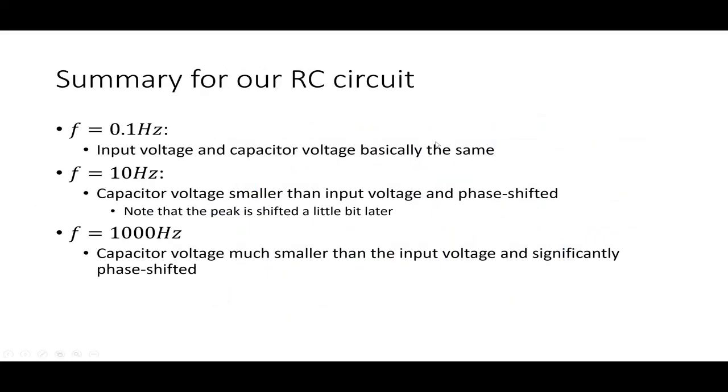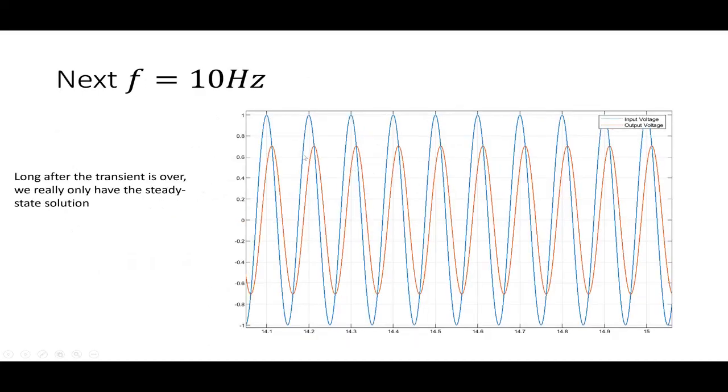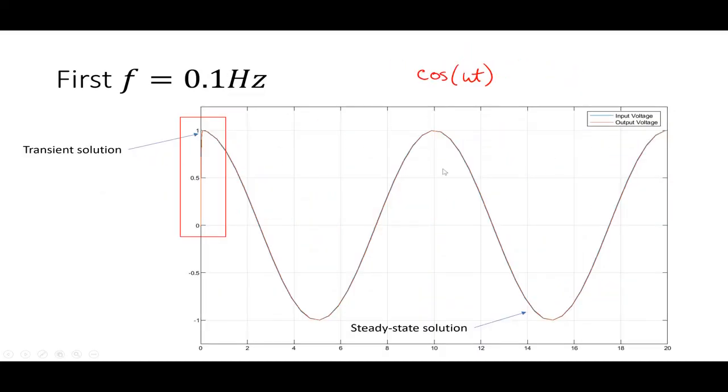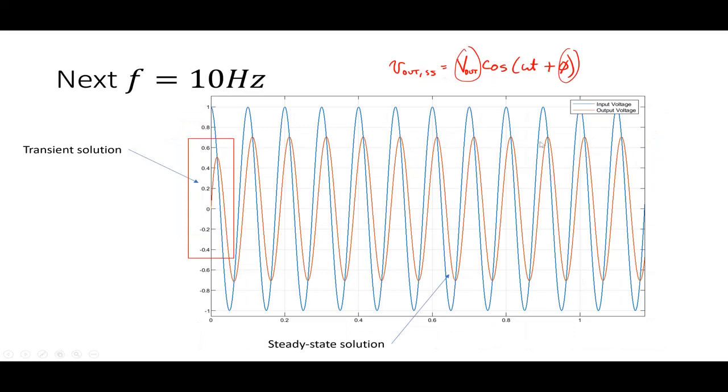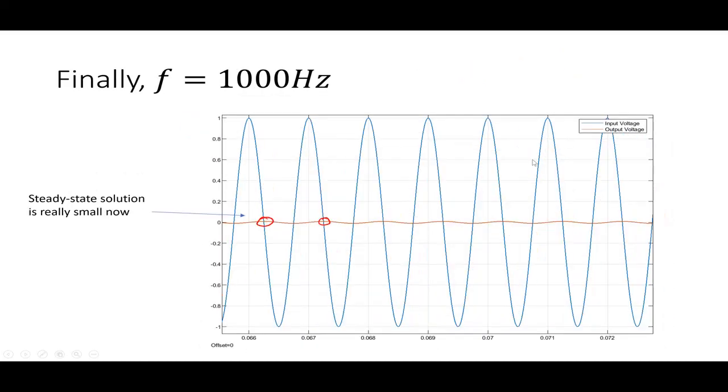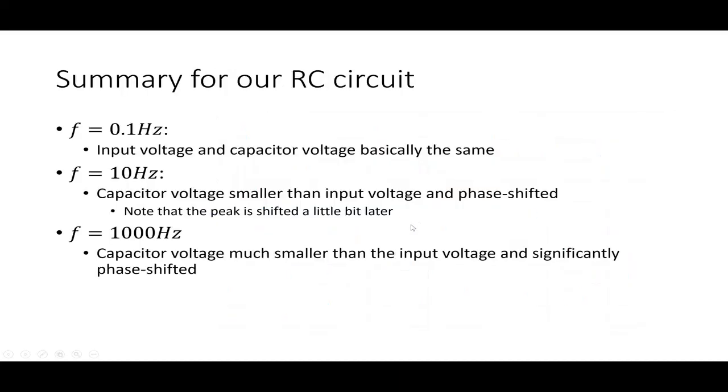Summarizing what I see here, when I first did 0.1 hertz, my input voltage and the output voltage, the voltage across the capacitor, were basically the same. At 10 hertz, let's go back to 10 hertz, what I see is the capacitor voltage is smaller and phase shifted. So initially they're about the same. Here I see that the capacitor voltage is smaller and phase shifted. At 1000 hertz, I see it's even smaller and phase shifted even more.